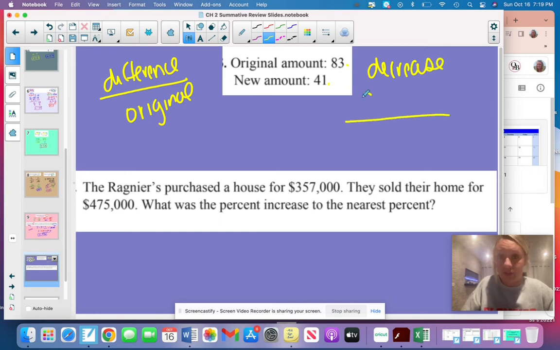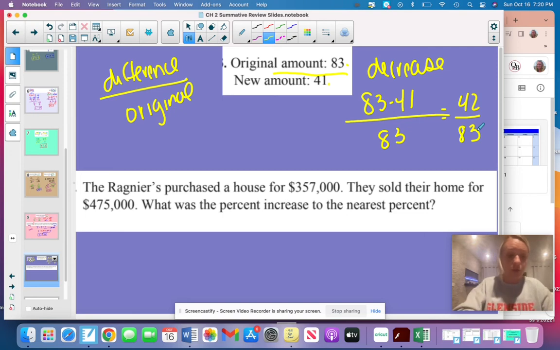And we're going to find the difference. So we'll do 83 minus 41 and put it over the original, which is 83. So if I do 83 minus 41, that gives me 42. And then I'm going to do 42 divided by 83. And that gives me about 51% decrease. Okay, so it's important not only to find that percent, but also to know it's a decrease because it's going from 83 to 41.